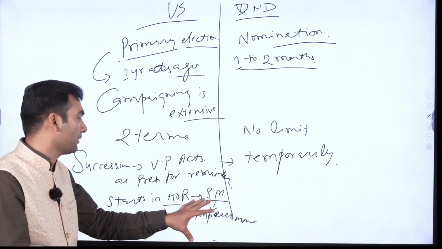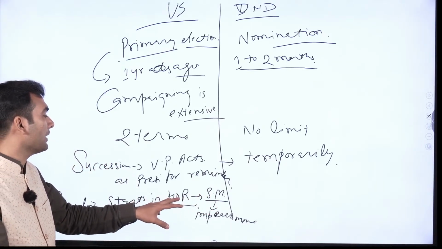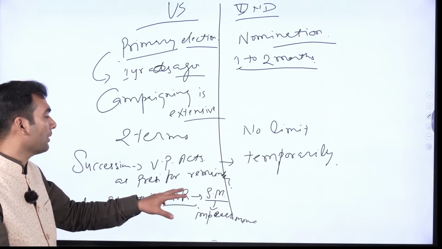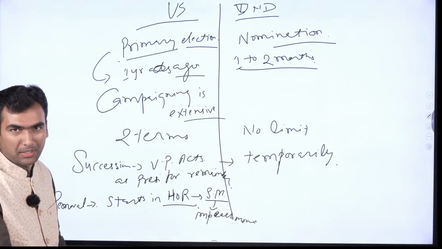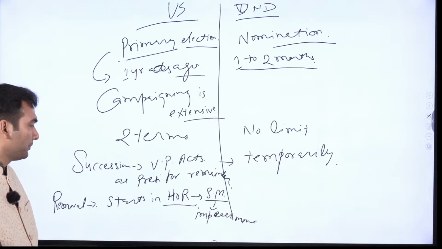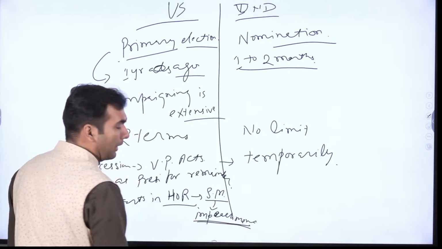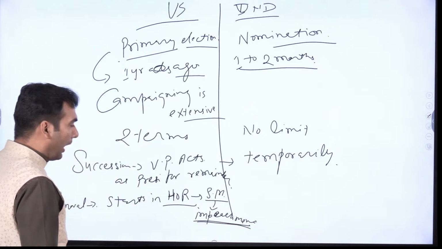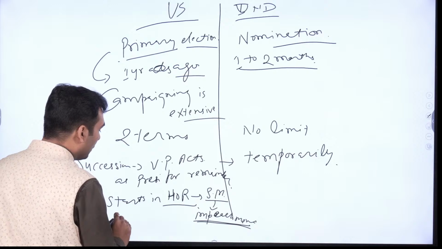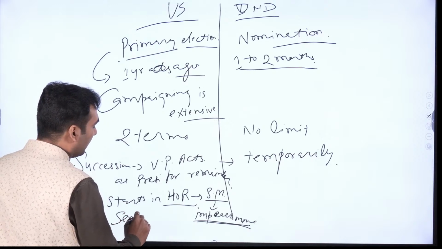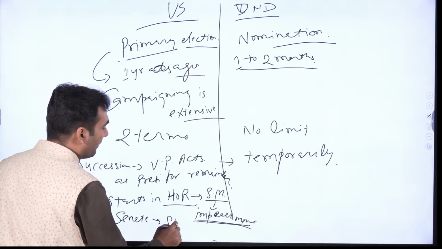However, they simply call it impeached when a resolution is passed with a simple majority in the House of Representatives. Okay, the impeachment does not mean removal. After this, the matter goes to the Senate, and the Senate passes it with a special majority.